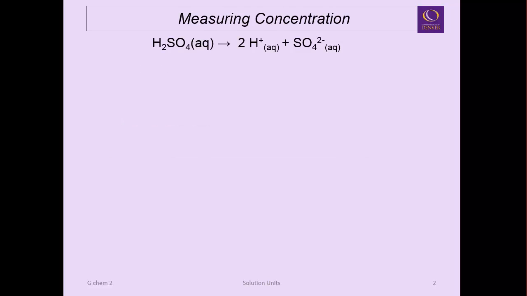So we're going to start by talking about dissolving sulfuric acid. And when it dissociates, for every mole of sulfuric acid that dissolves, you get 2 moles of protons, which is what makes the acid, and 1 mole of sulfate.